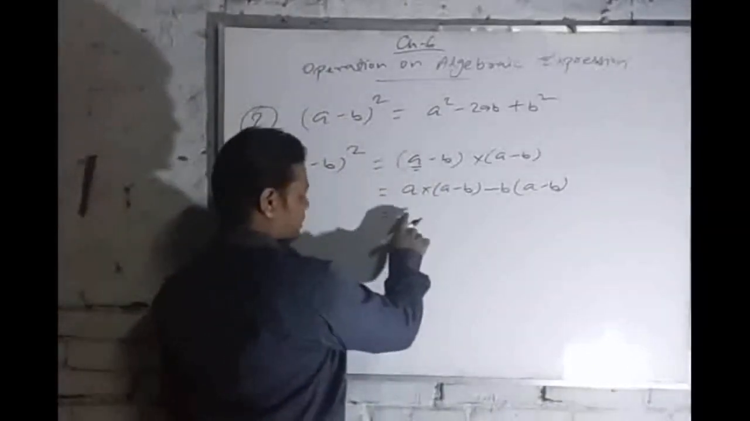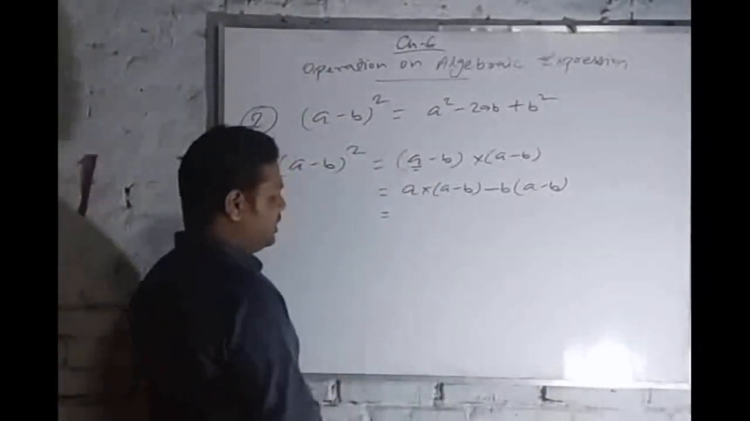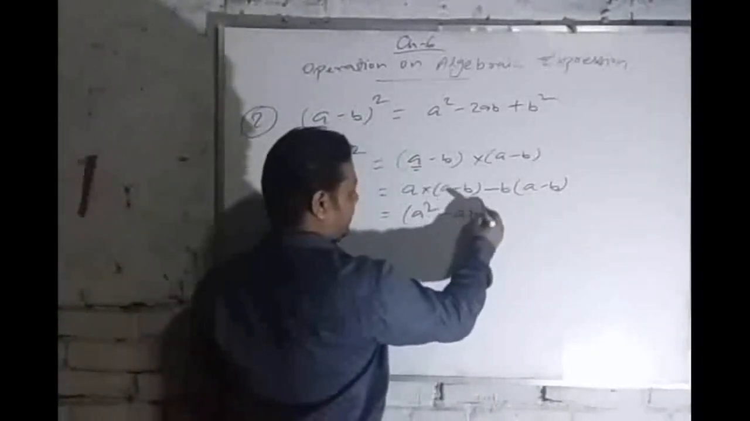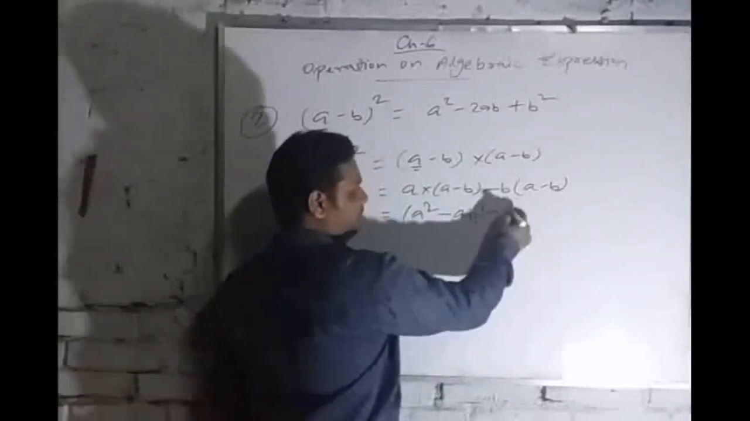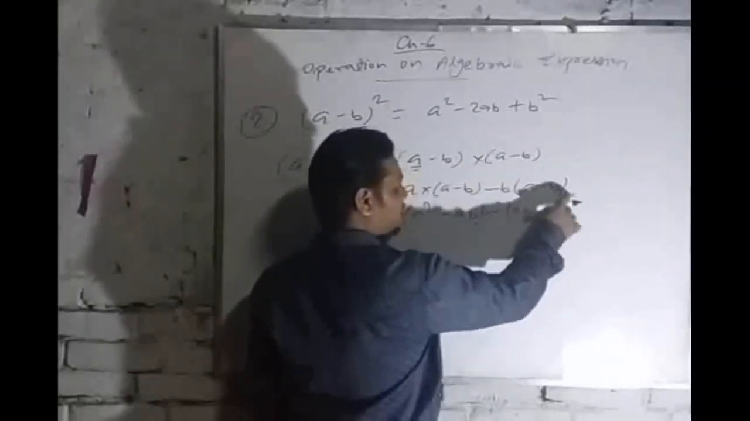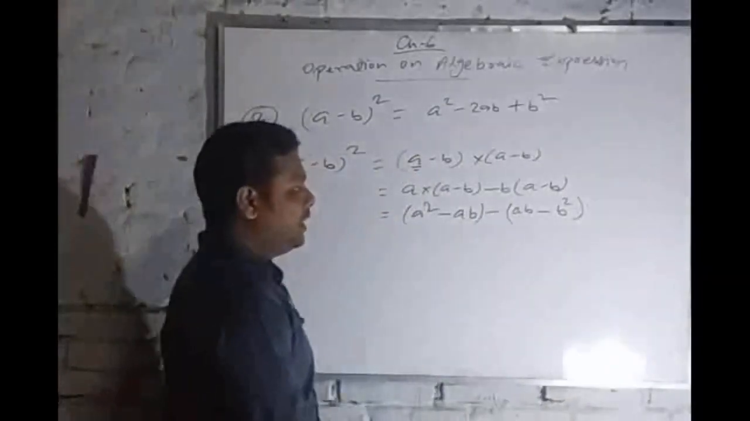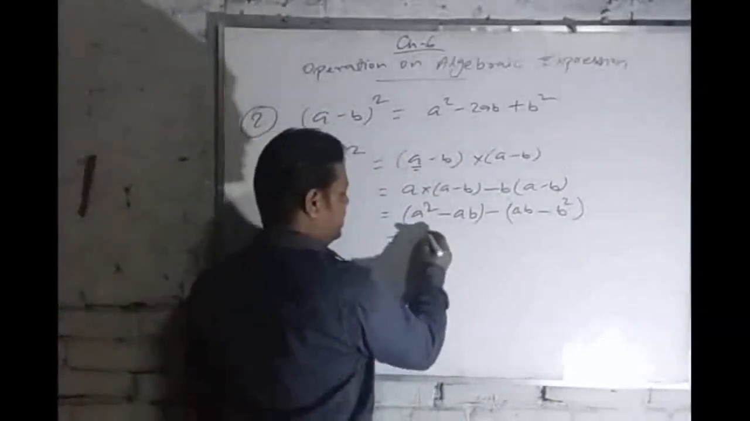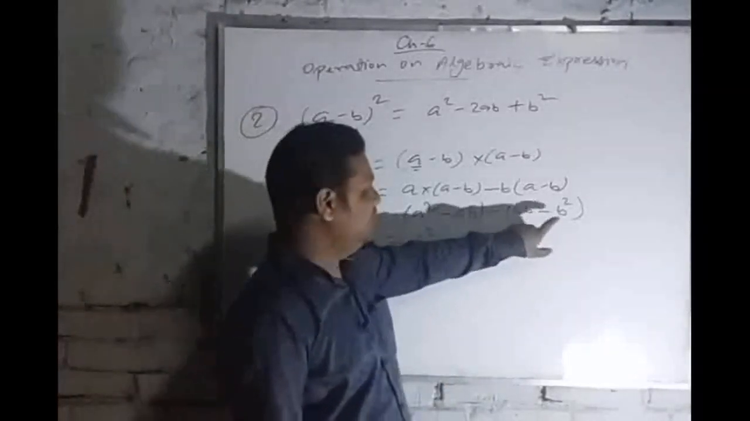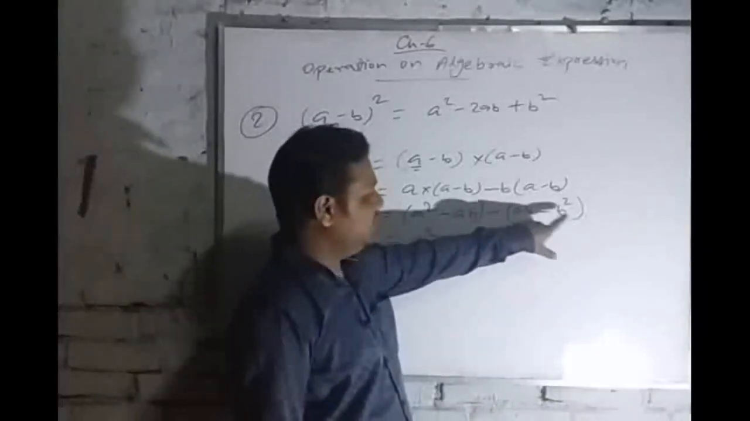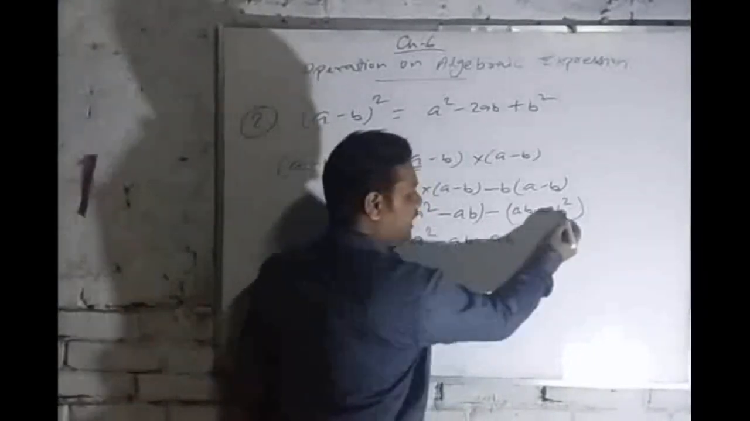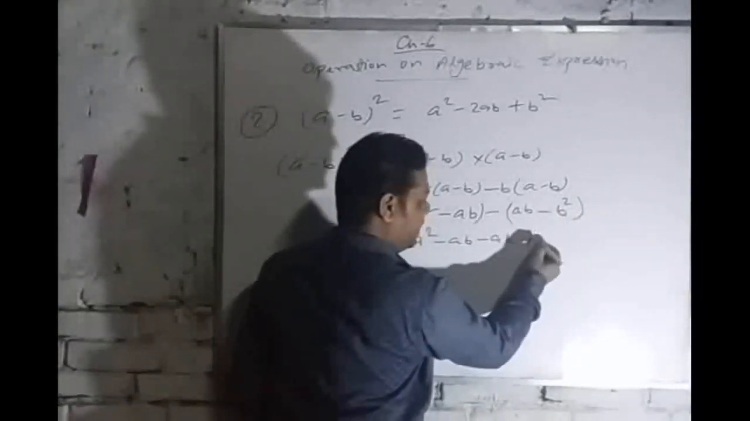Again we will keep in bracket. In the third step we will keep in bracket only. Now a into a, a², minus a into b, ab. Here minus, then b into a, ba or ab, so ab we will write, minus b into b, b². Okay. Now remove the bracket. Here a² minus ab. Here outside there is a minus sign, so we will change the sign of the terms. Here you can see ab has plus sign, so we will write minus sign on ab. Here b² has minus sign, so we will write plus sign here.